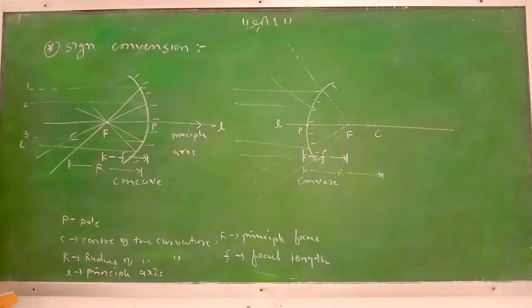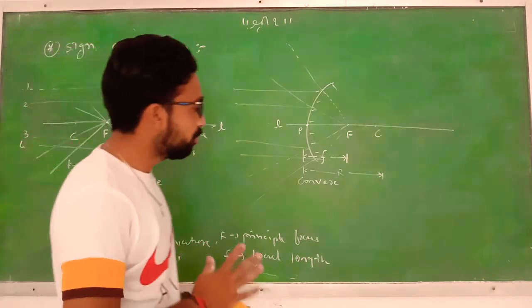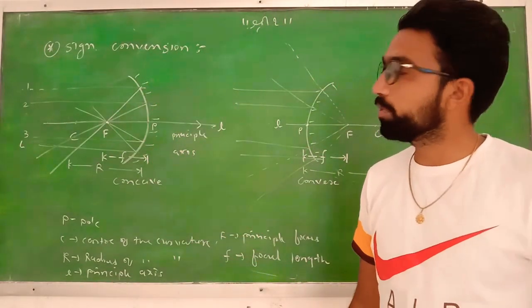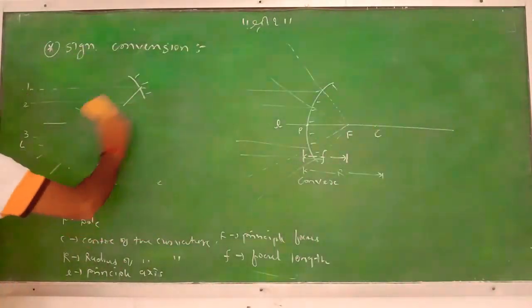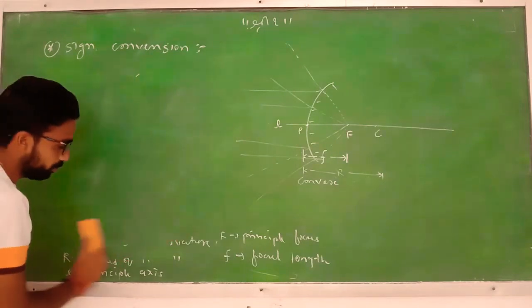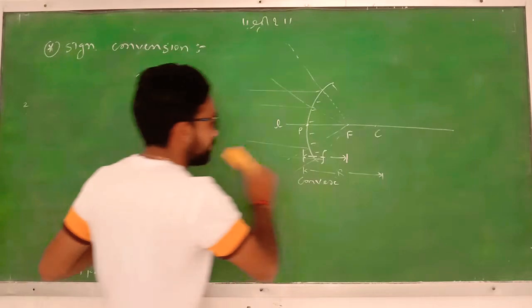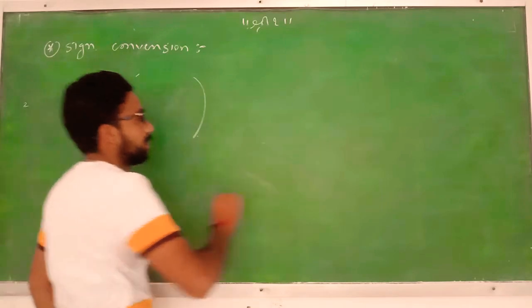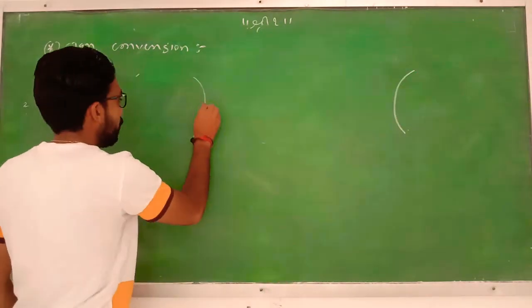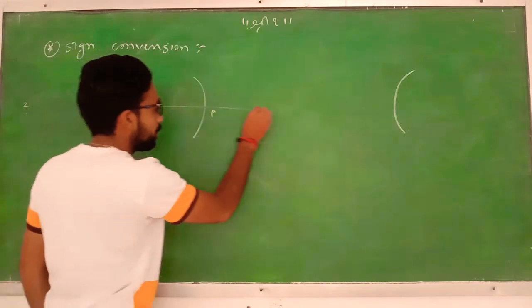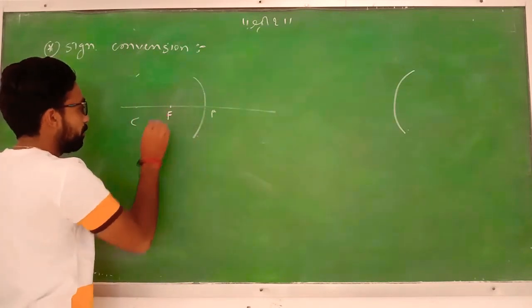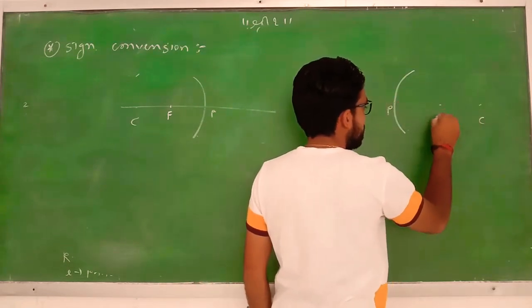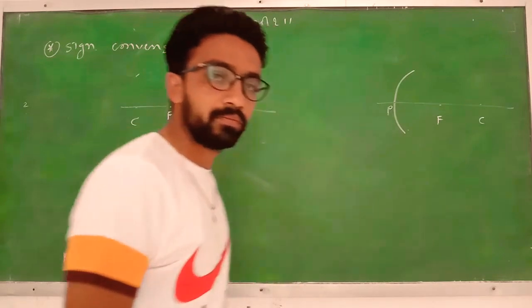So now we discuss the ray diagram for concave mirror and convex mirror, and after that we switch over to our next topic, that is sign conventions. So now you must know the ray diagram for convex mirror and concave mirror. First of all we consider the concave mirror, and after that the convex mirror. This is the pole, center of the curvature, principal axis, principal focus. Similarly pole, center of the curvature, principal focus, principal axis.